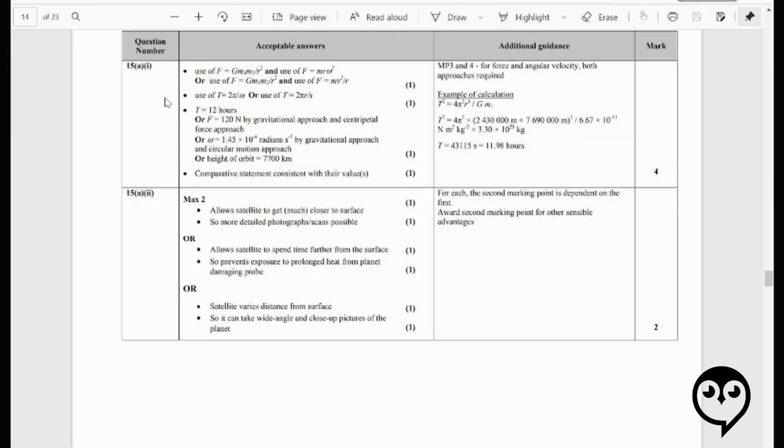Let's go take a look at the marks. So here's our calculation. Yeah, we did this. We got it to work. Here's an example of how it might work. That's what we did. Other ways you could have done this: you could have figured out the force separately and then done some equating. You could have figured out angular velocity if you wanted, but I think this is fine.